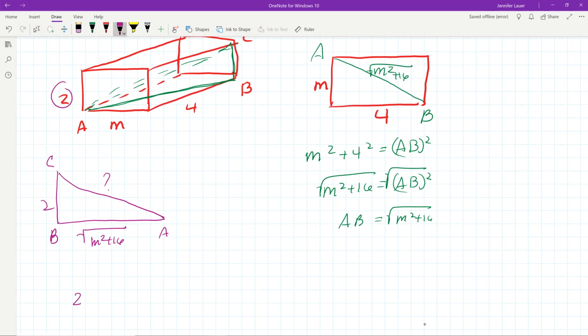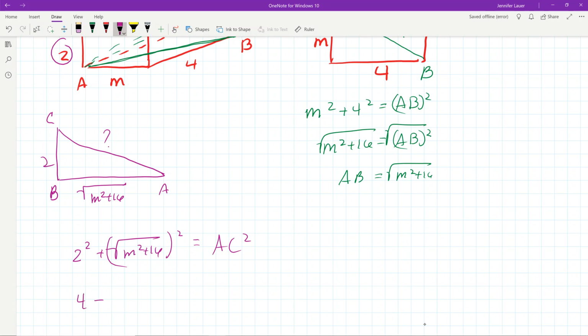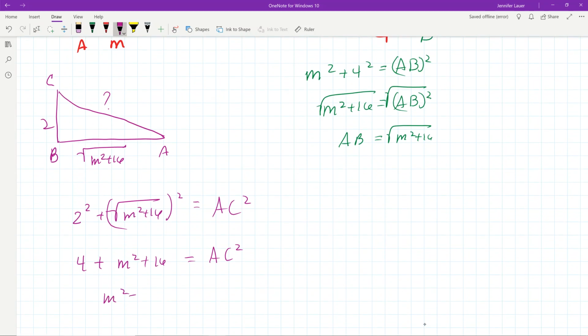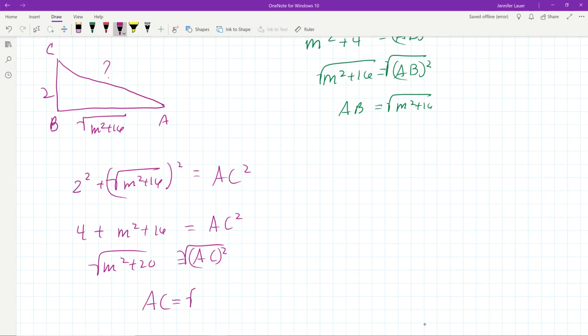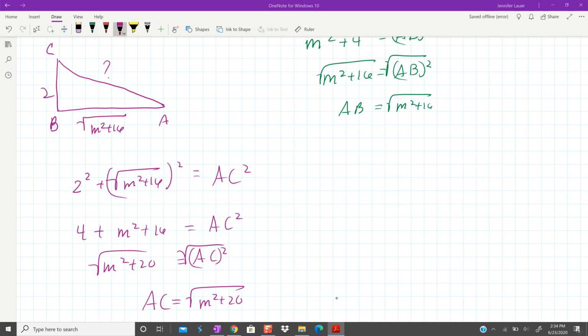And I'm looking for this right here, which is my AC. So I'm going to use the Pythagorean theorem. So this will be 4 plus, this is actually going to cancel out that radical. And then we can say M squared plus 20 equals AC squared. And then I just take the square root of both. And I can see that AC is equal to the square root of M squared plus 20. And that is the diagonals of rectangular solids.